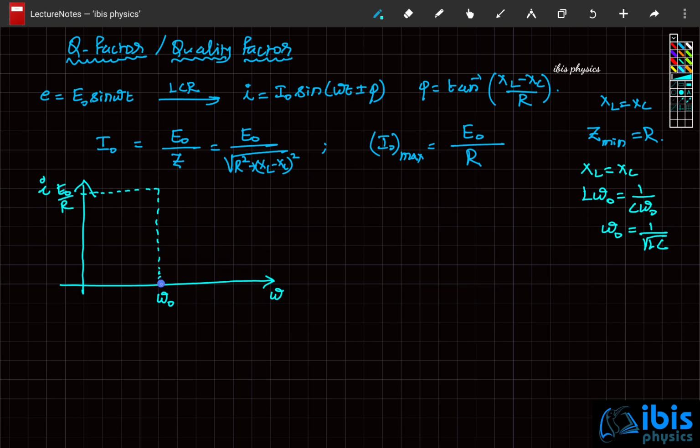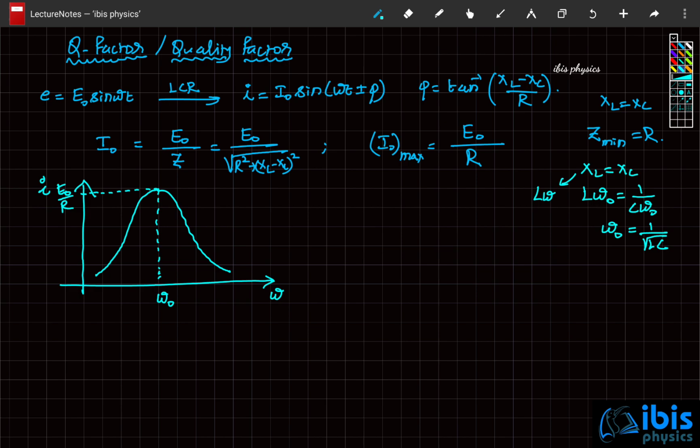On either side, whether the frequency of the circuit increases or decreases, because we know XL is L omega and XC is 1 by C omega, when the omega value changes, the current decreases on either side. So the current is the maximum at omega naught.